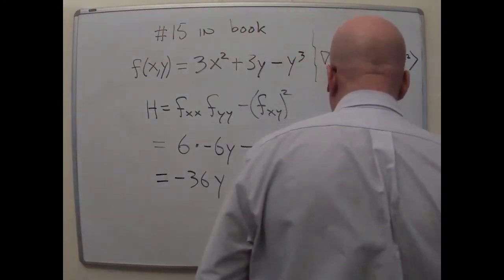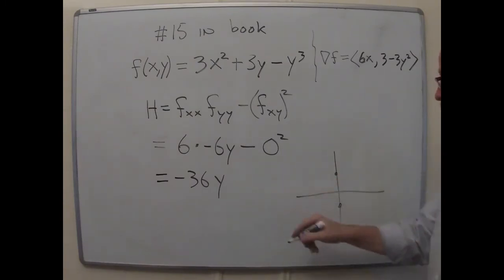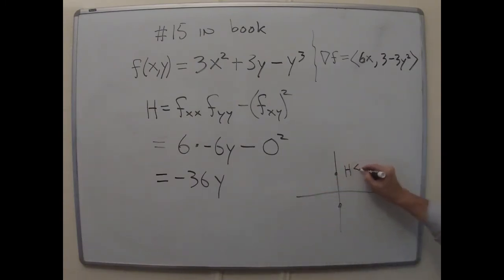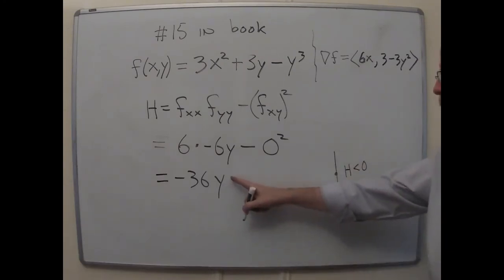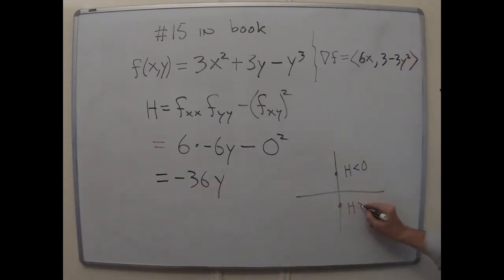Right. So when I look at my two critical points, this one and this one, here the y coordinate is positive and h is going to be negative. Here at this other spot, the y coordinate is negative, and we'll have a negative times a negative. Here h is going to be positive. So what does that tell us? When h is negative, this guy is a saddle. When h is positive, I don't know which it is yet, but we've got a max or a min.